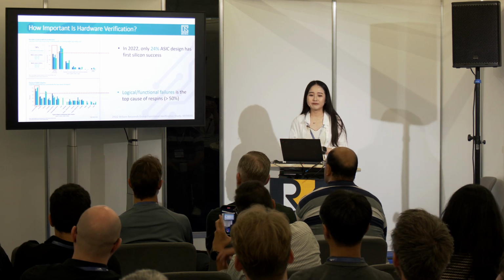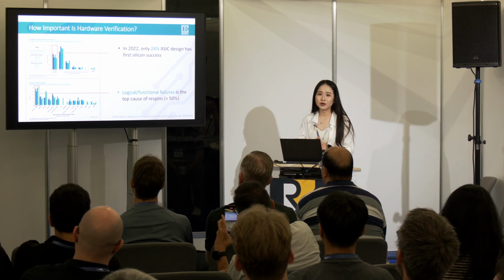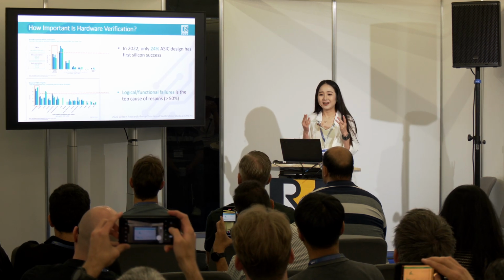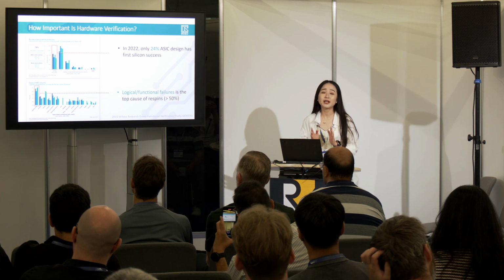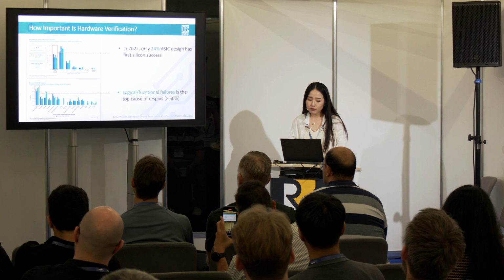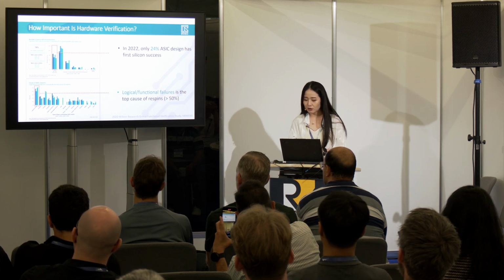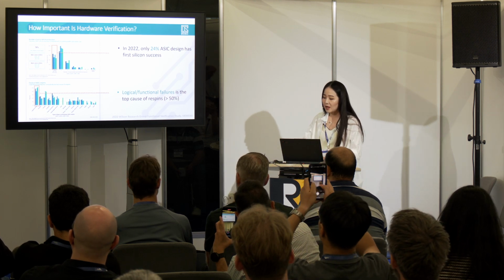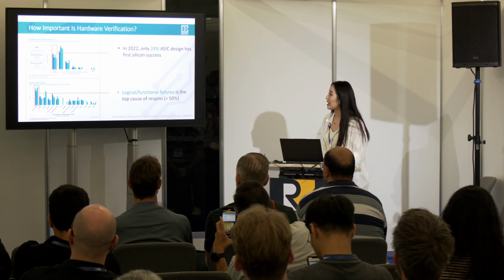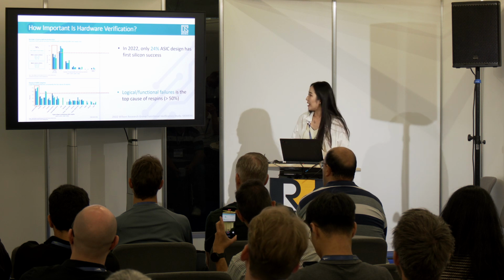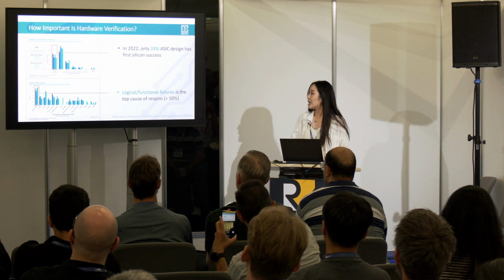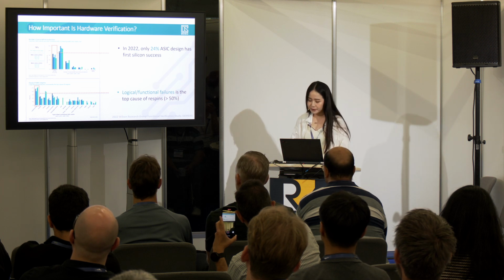Okay, let's start with an important question. How crucial is hardware verification? I believe anyone is on the same page with me. The answer is pretty obvious. So here, I just want to show you some concrete numbers. These diagrams are from the Wilson Research Group Functional Verification Study by Siemens. We can see in 2022, only 24% of ASIC designs had first silicon success. And the top cause of respins, which is over 50%, is logical or functional failures.